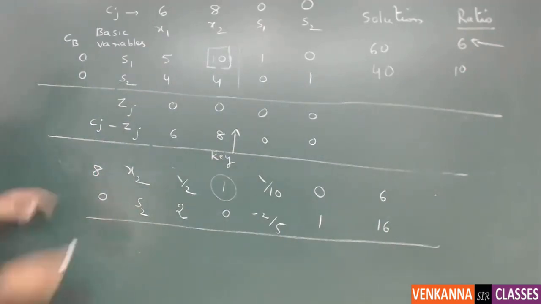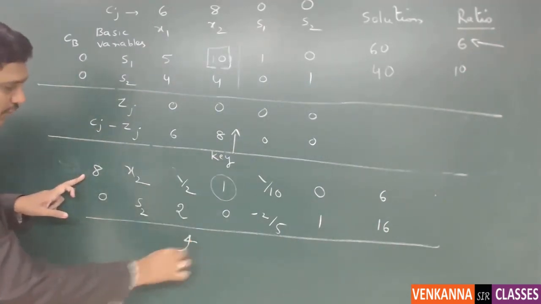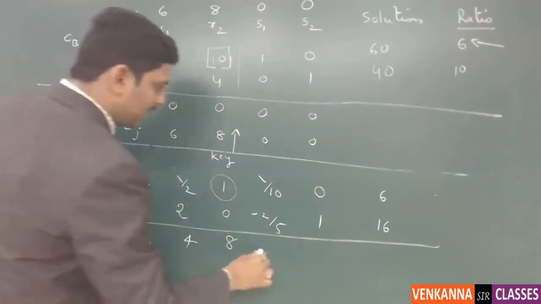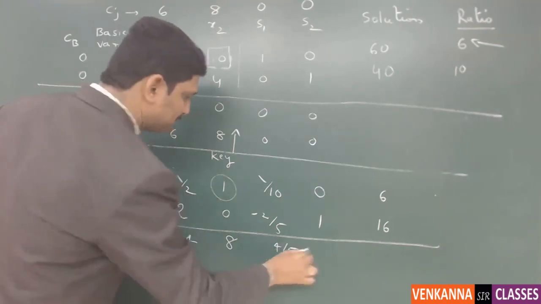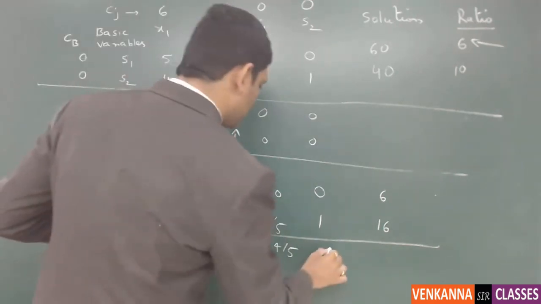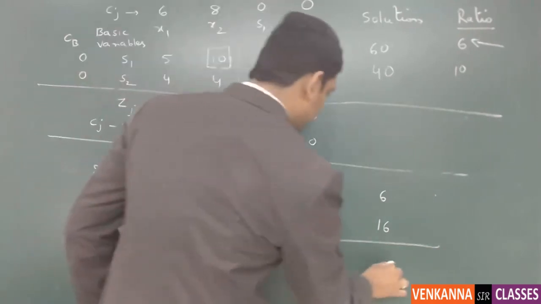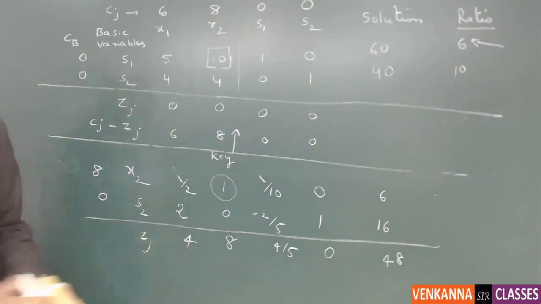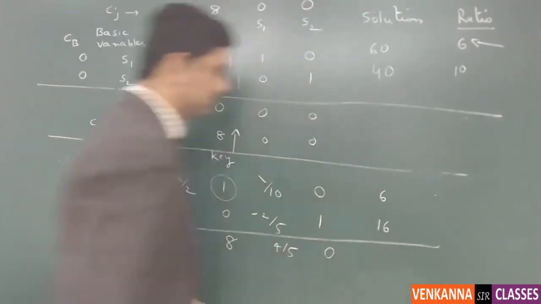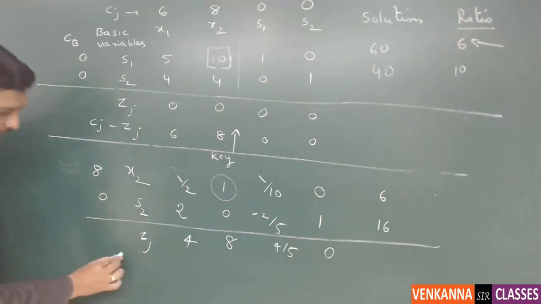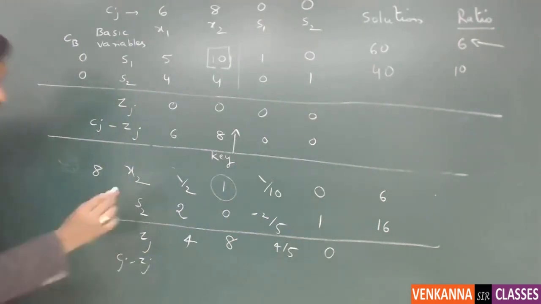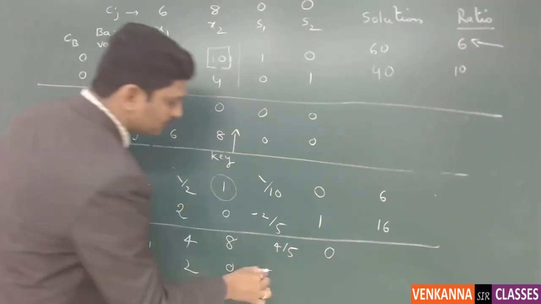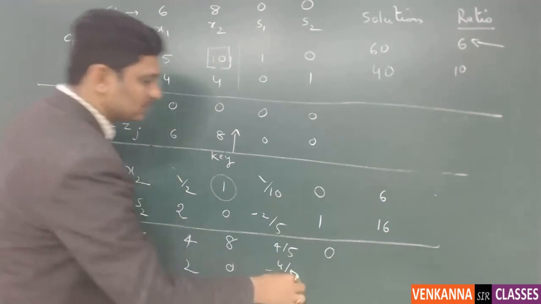Right. Now again I am doing the same procedure, calculating Zj as well as Cj minus Zj. So let us do this. This value is 4, the Zj value. Again 8. Again 8 by 10 means 4 by 5. Again 0 you have. Again 48. That thing is not at all required. The solution part, there is no need to consider. You leave that. Again calculate Cj minus Zj. So the value is 2, 0, minus 4 by 5, 0.